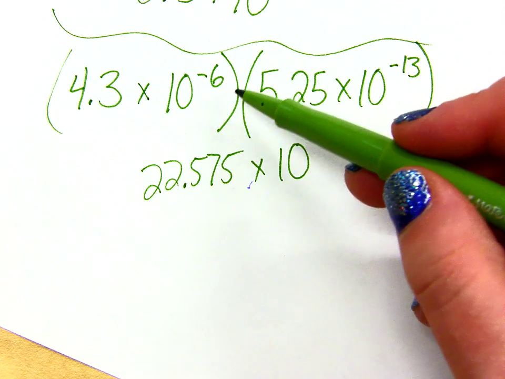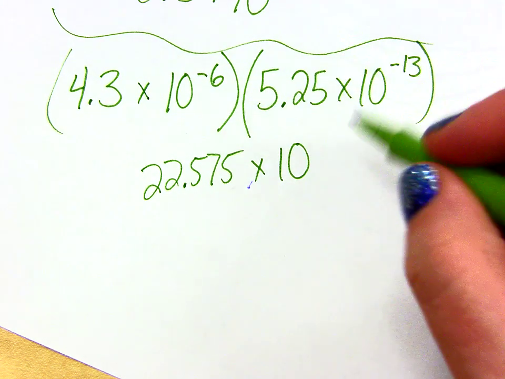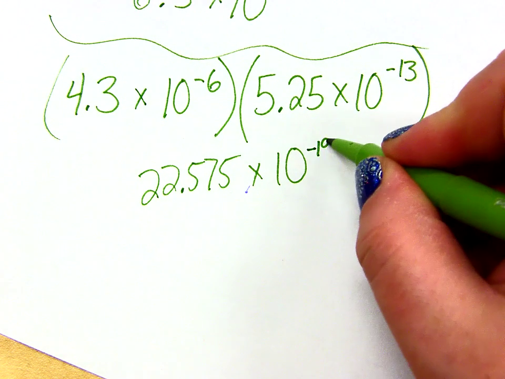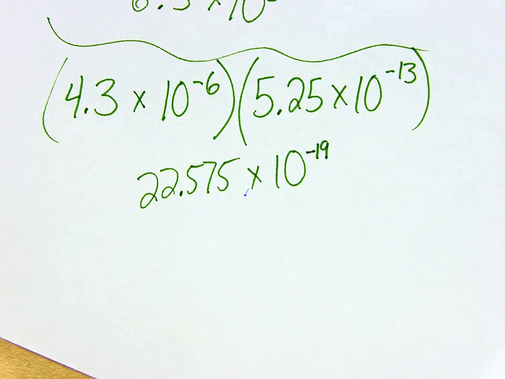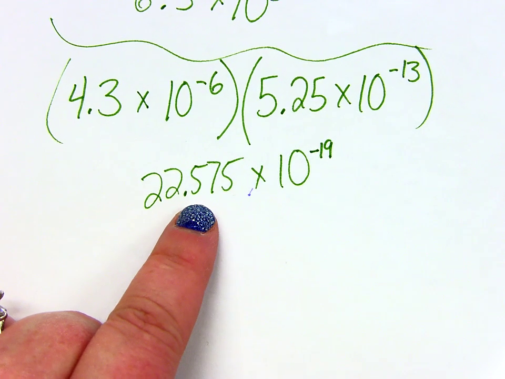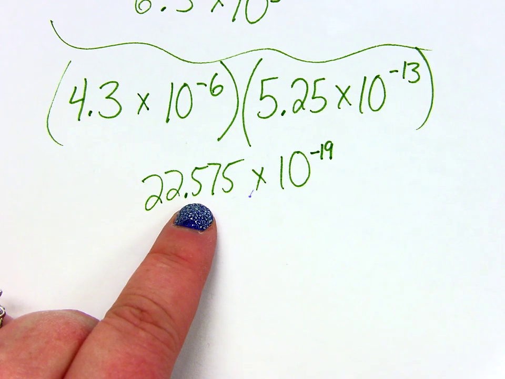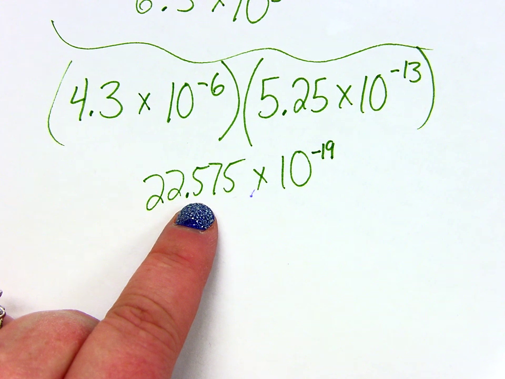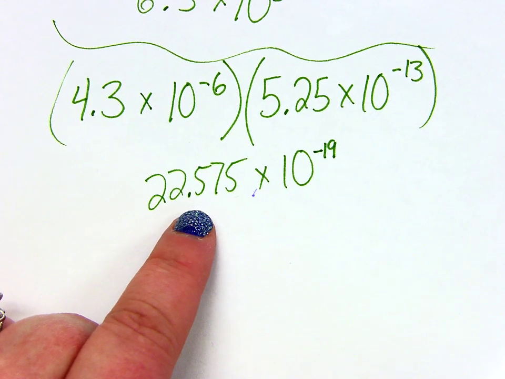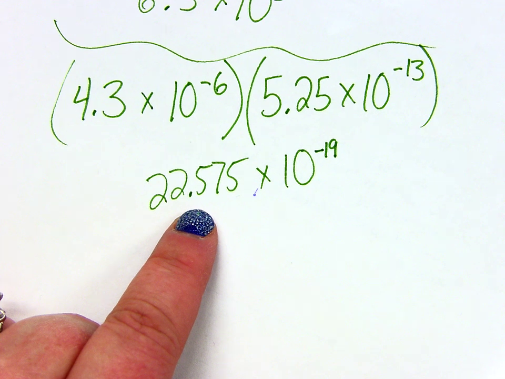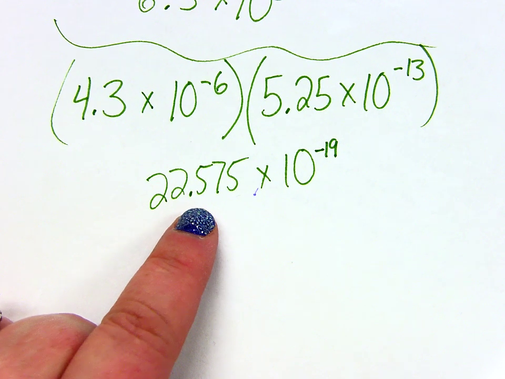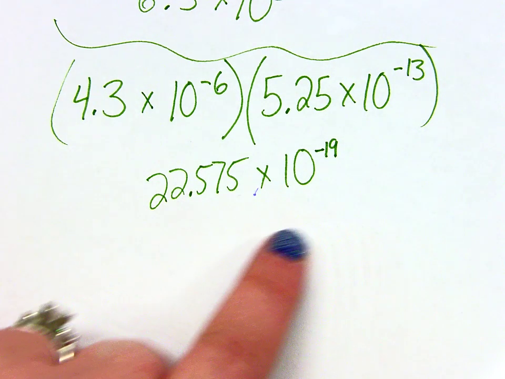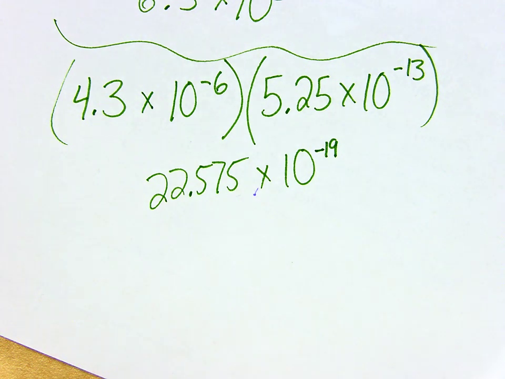Now, as it's written, I have negative 6 and negative 13. That is negative 19. However, we've run into a snag. Remember this first number here? What was supposed to be the deal with that? It's supposed to be between 1 and 10. 22.575 is too big. So if you give me this as your answer, that's not correct. You're not in scientific notation.